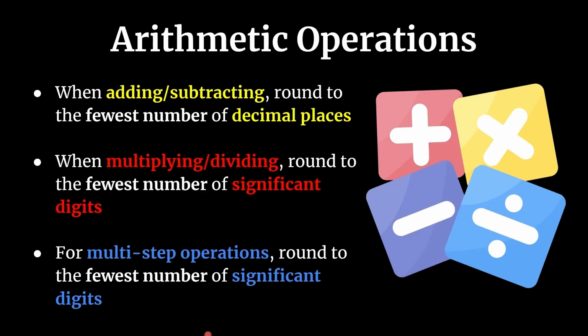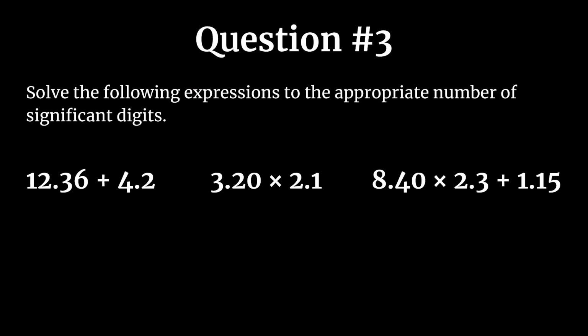Next, how do you perform arithmetic operations while handling significant digits? When adding or subtracting, round to the fewest number of decimal places. When multiplying or dividing, round to the fewest number of significant digits. And for multi-step operations involving both addition and subtraction and multiplication and division, round to the fewest number of significant digits, adhering to the same rule as if you were to multiply or divide. Now, solve the following expressions to the appropriate number of significant digits.